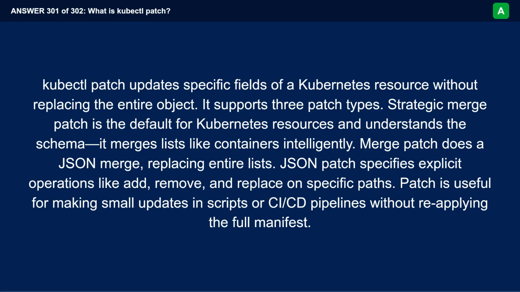Merge patch does a JSON merge, replacing entire lists. JSON patch specifies explicit operations like add, remove, and replace on specific paths. Patch is useful for making small updates in scripts or CI/CD pipelines without reapplying the full manifest.